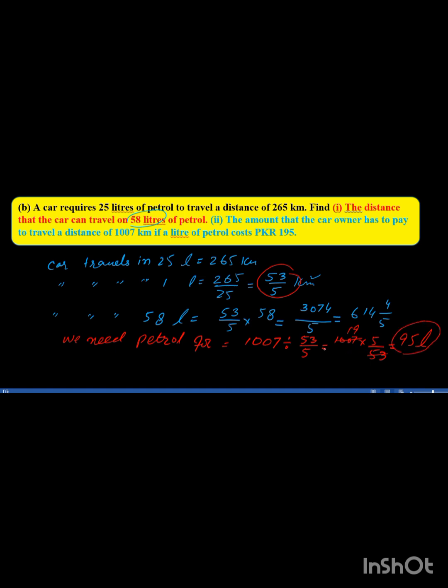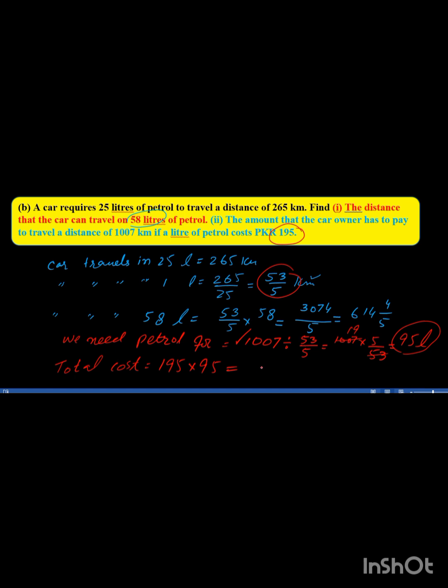So how much petrol do we require? 95 liters of petrol we require to cover the distance of 1007. So what is the cost of 1 liter? The cost of 1 liter is 195. So how can you find the total cost? Simply PKR 195 multiplied by 95.